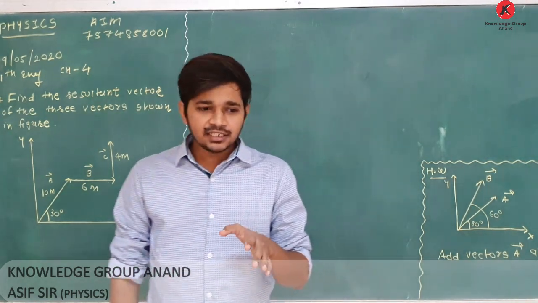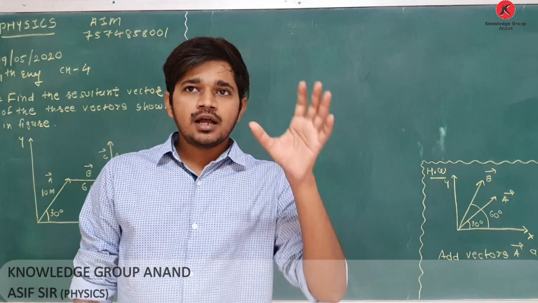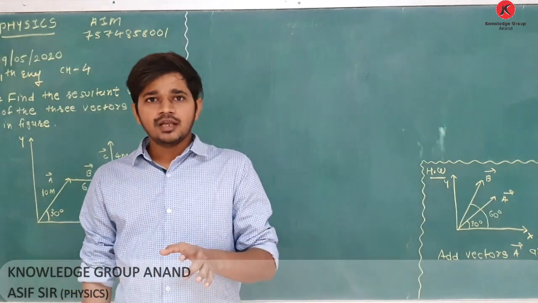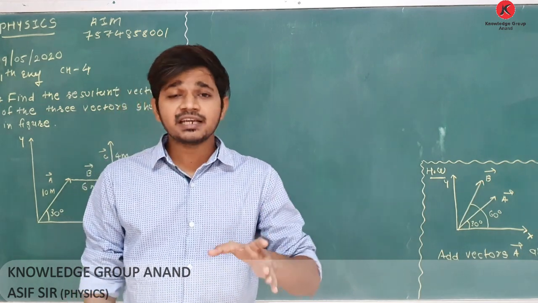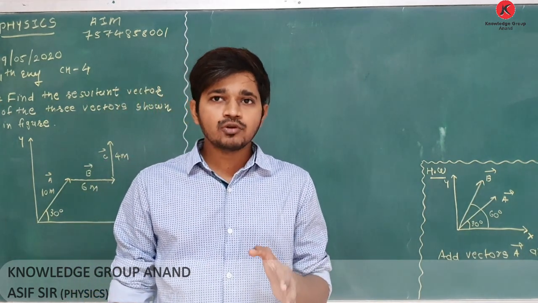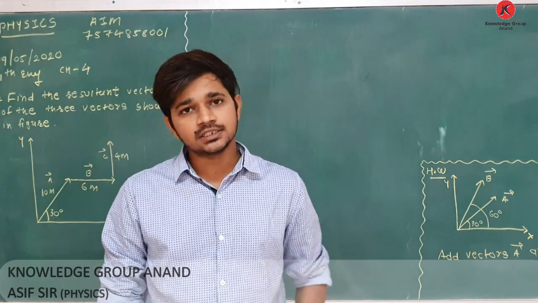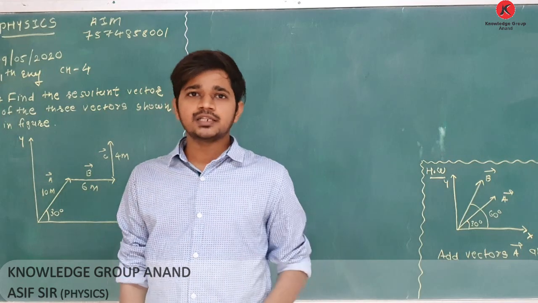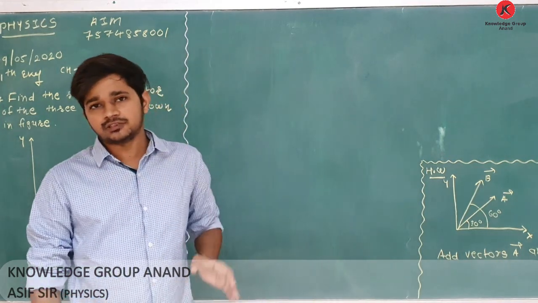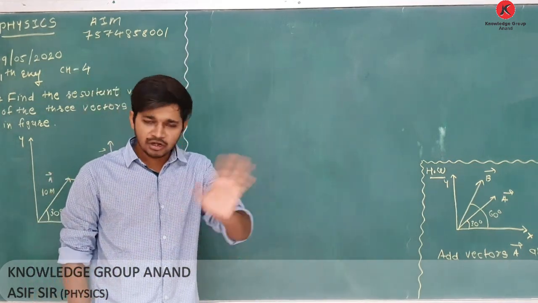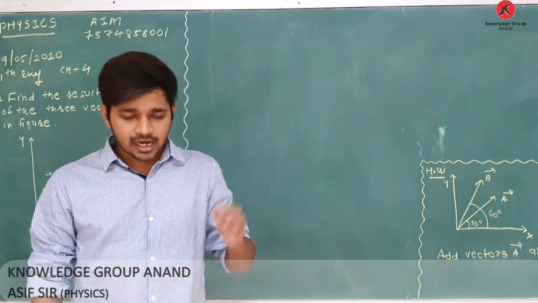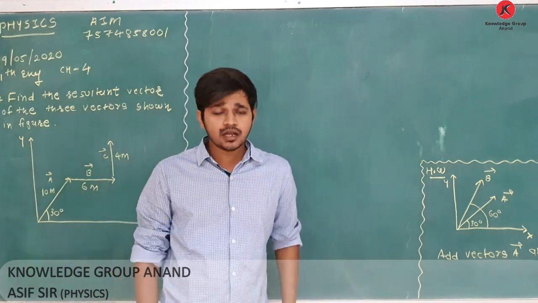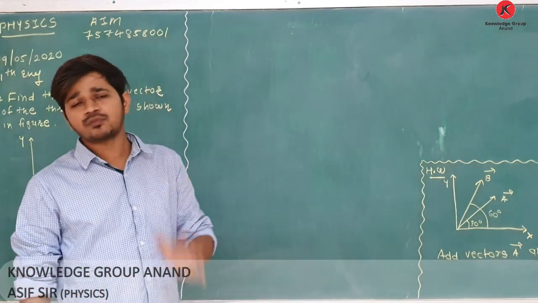In the last lecture we discussed the algebraic, analytical method for vector addition. If vectors are given in terms of components, we have already discussed how to find the vector addition. Now in this lecture we will study what to do if vectors are given in the form of magnitude and direction, not in components. If vectors are given in terms of magnitude and direction, how do we find the resultant vector?